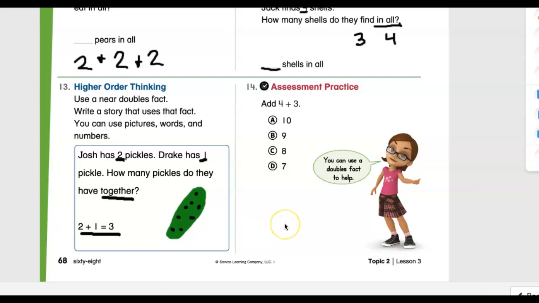So our last one, number 14, says add 4 plus 3. Our helper down here says you can use a doubles fact to help if you need. So boys and girls, you are just going to decide what is 4 plus 3, find that answer choice below and fill in that circle choice. And then you are all done for today for math.